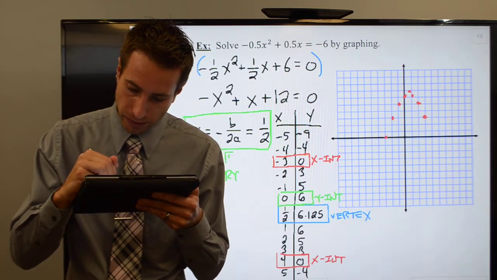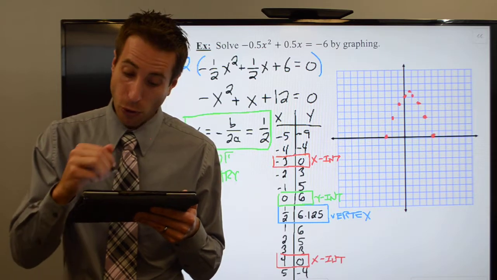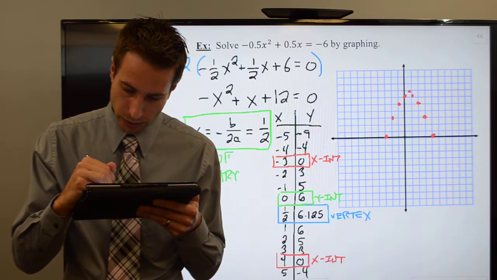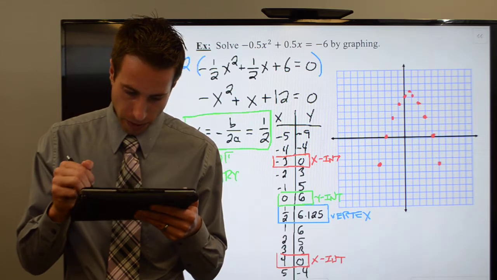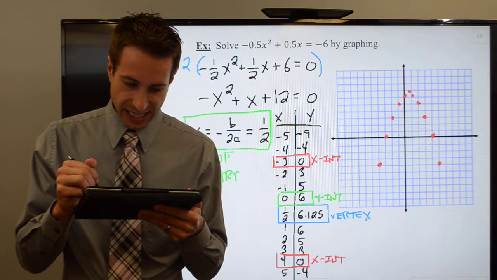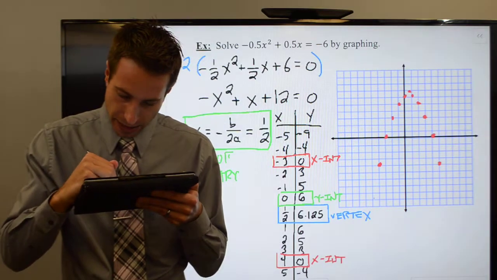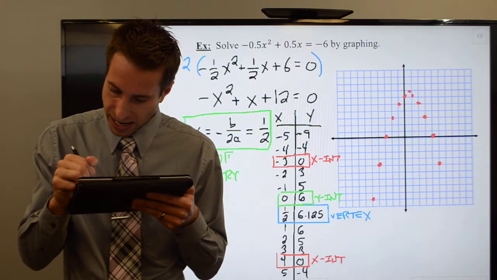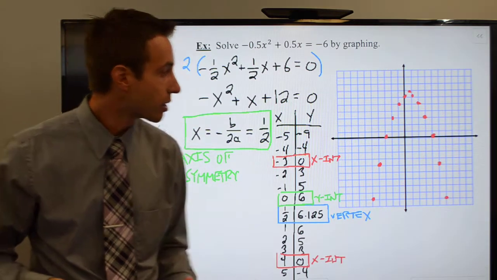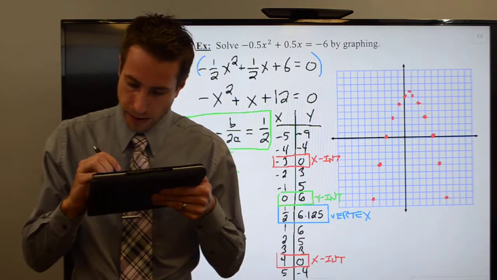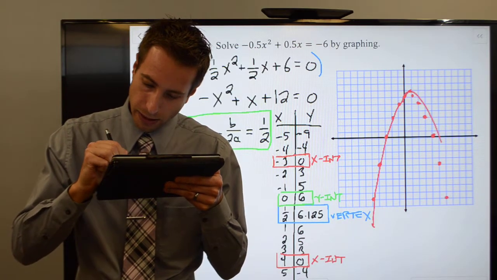-3, 0. And 4, 0. -4, -4. -4, 1, 2, 3, 4. And -4. Let's see, that takes me to -5, -9, and 6, -9. And there we go. We got ourselves a parabola. Connect the dots. Feel free to throw that axis of symmetry in there as well if you would like.